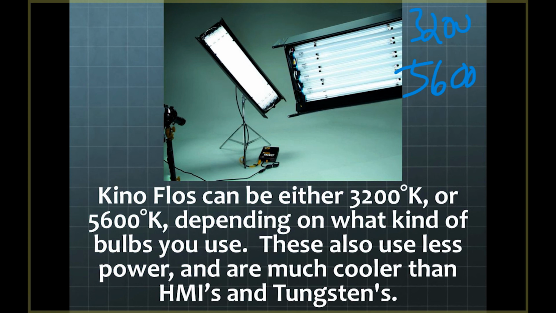So Kino Flos are a little bit more versatile in that, and to be honest, they actually do sell bulbs in many other degrees Kelvin, in case you're going for a certain kind of lighting effect. But in general, you will either have 3200 degree bulbs or 5600 degree bulbs in your Kino Flos. Now also, Kino Flos that we talked about before, they too require a lot less power. The other benefit you get with Kinos is they're much cooler. They don't get hot, because with HMIs and tungstens, you can fry an egg on them. But they're not quite as bright as the HMIs or sometimes the tungstens as well.